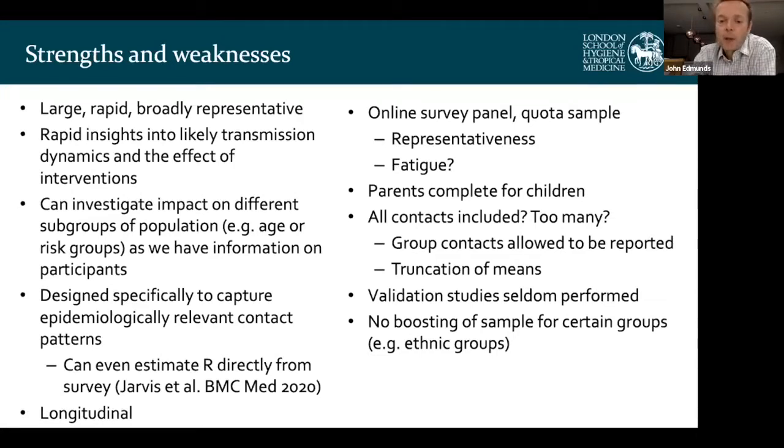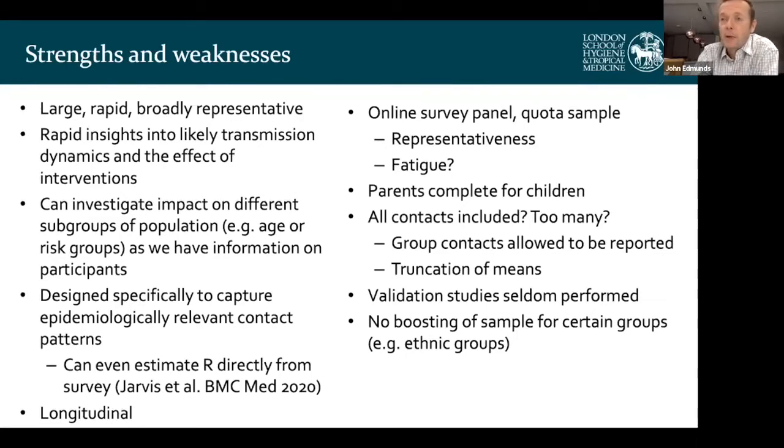There's an issue with collecting these sorts of data for children, so we have to get parents to complete it for children, and of course, how well they can really estimate or know the numbers of contacts and who their children were contacting is a moot point, but there's nothing else we can do at the moment, unfortunately. There's an issue about whether the definition of contacts is correct and whether it's been implemented correctly by the participants in the survey.